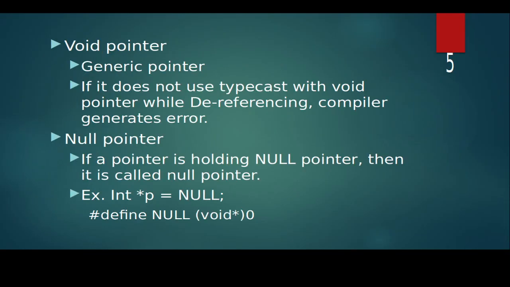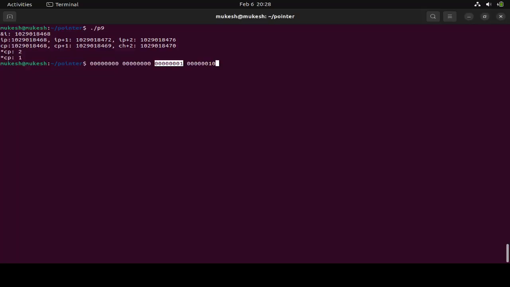Okay, now we'll discuss the void pointer. A void pointer is a generic pointer. It doesn't have a type. It's a generic pointer, and we can use it in many applications, and we can assign the address of any variable type to it. But while dereferencing, we need to take care. We need to use typecast, otherwise the compiler will generate an error. Let's see one example on void pointer.